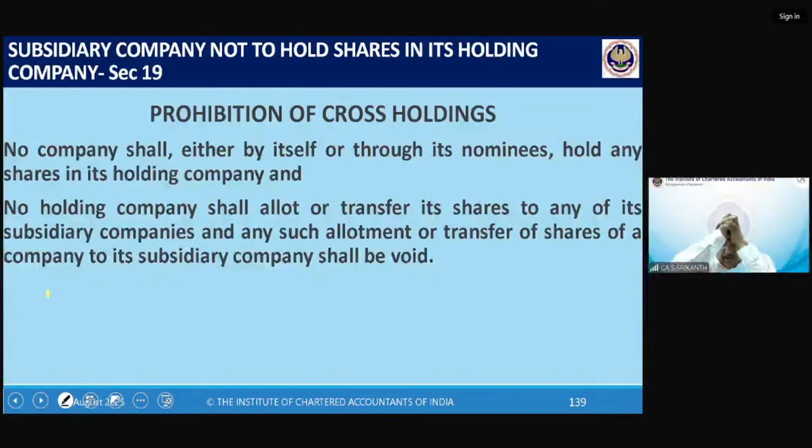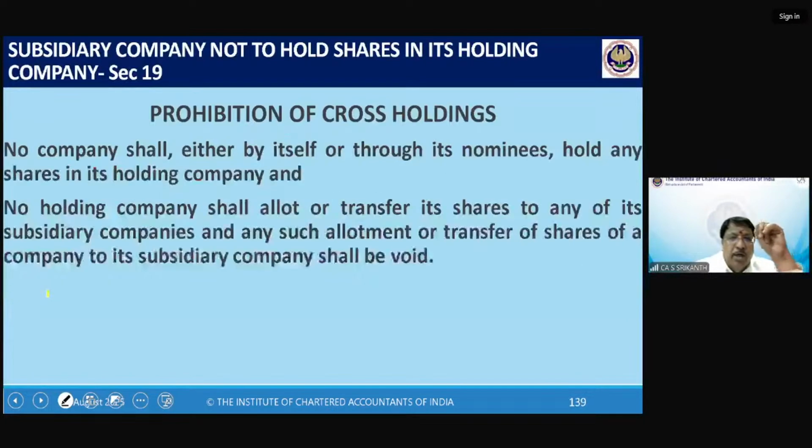Holding subsidiary, you're all extremely familiar. Holding will hold shares in the subsidiary. But subsidiary cannot hold in the holding company. No company shall either by itself or through nominees hold any shares in its holding company. Meaning, clearly, subsidiary cannot hold shares in holding company. Similarly, no holding company shall allot or transfer shares to any of its subsidiaries. So, holding company ka share cannot be in the subsidiary.